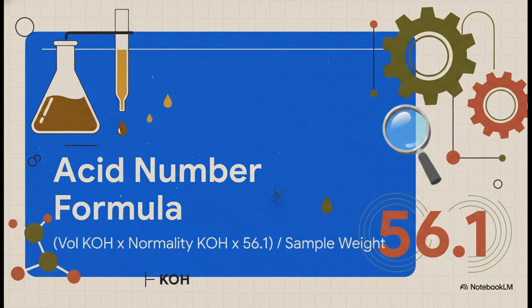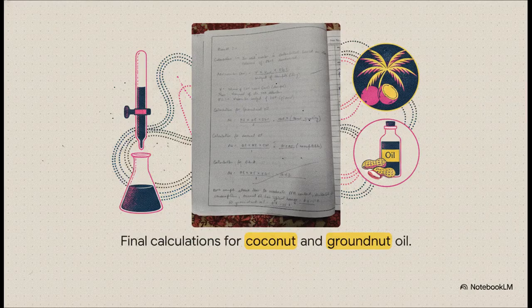Now, you might be wondering, what on earth is 56.1? Well, that's just the molecular weight of potassium hydroxide. This formula perfectly translates our liquid titration volume into that standard acid number metric. Let's look at the actual math our chemists did. On their calculation page, they didn't just test one oil, they tested 2 totally different samples to compare them: coconut oil and groundnut oil. You can see exactly how they took their burette readings and plugged them right into the formula we just looked at.